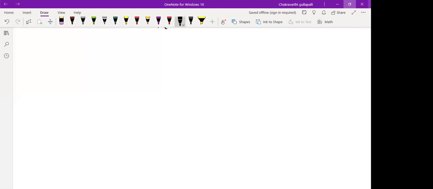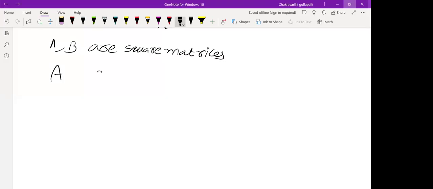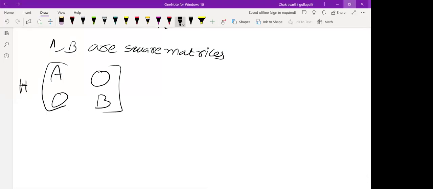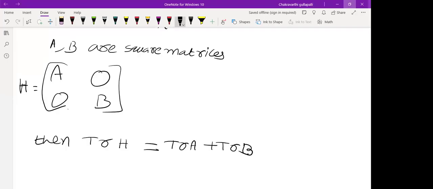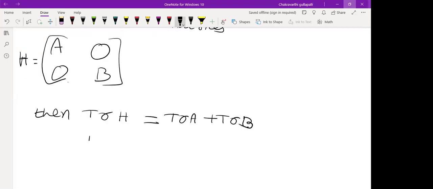Next, what is the advantage of this direct sum? When A and B are square matrices, then we can define the trace. If you call this matrix H, with A and B on the diagonal and 0 elsewhere, then trace of H is equal to trace A plus trace B. Det H is equal to det A into det B.